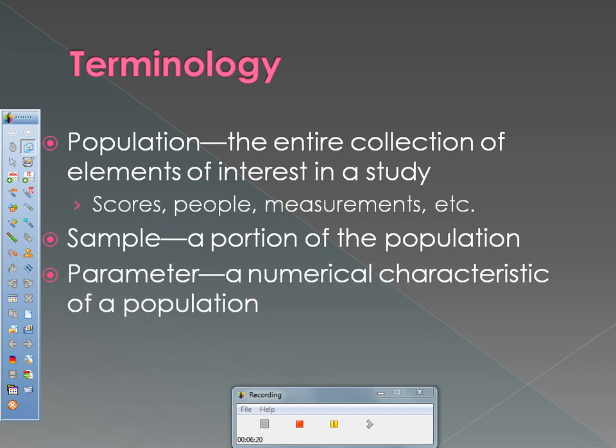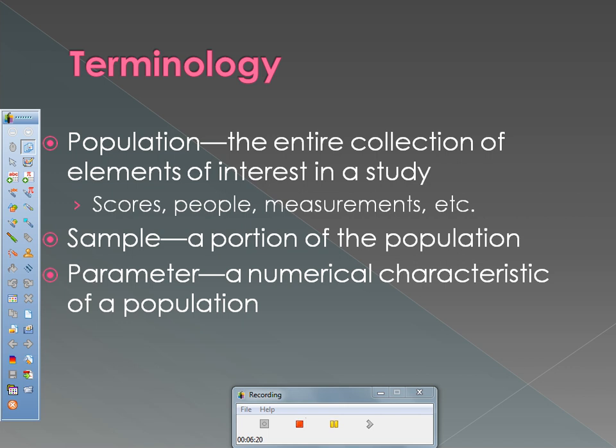Okay, now, here's where I'm going to go more advanced on you this year. There's a difference in whether we're talking about populations or samples.